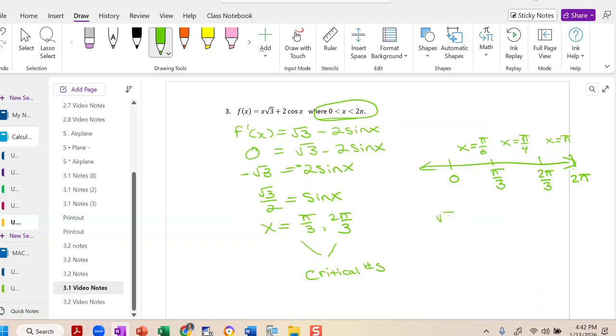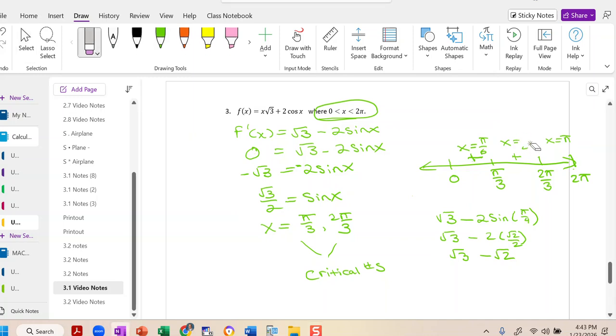So when you put the square root of 3 minus 2 sine pi over 6, right? So square root of 3 minus 2 times 1/2, that's the square root of 3 minus 1. Well, that's going to be positive. And then for pi over 4, you change this basically to pi over 4. So it's going to be square root of 2 over 2. So it's the square root of 3 minus the square root of 2. So it's going to be positive.